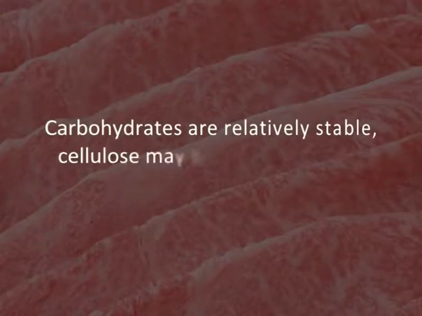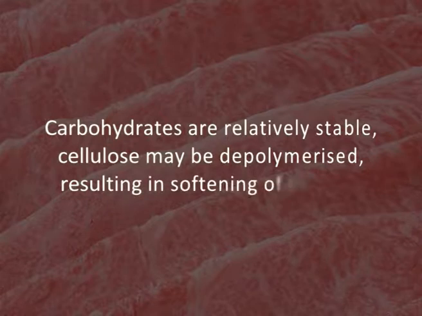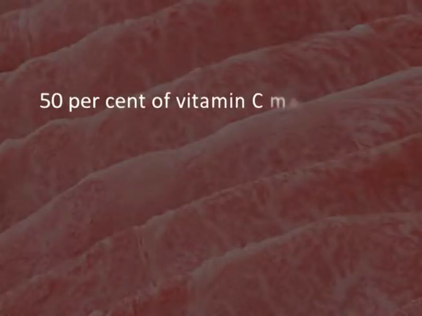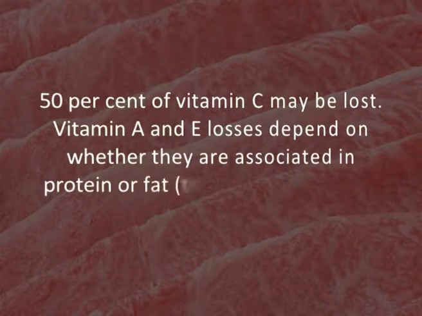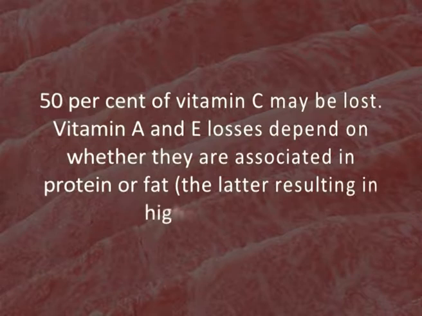Unfortunately, the peroxide ion also causes many undesirable changes in the composition of the food. For example, deamination of amino acids, denaturation of proteins, and both deamination and dephosphorylation of nucleoproteins. While carbohydrates are relatively stable, cellulose may be depolymerized, resulting in softening of texture. Fats are particularly vulnerable to oxidation, as are fat-based pigments susceptible to bleaching. Up to 50% of the vitamin C may be lost, while vitamin A and E losses depend on whether they are associated in protein or fat, the latter resulting in higher loss.